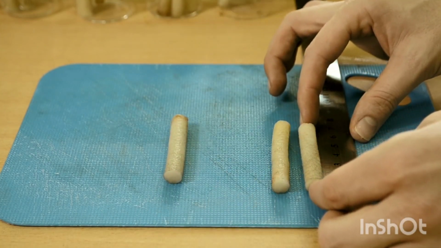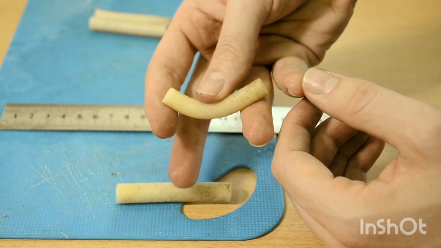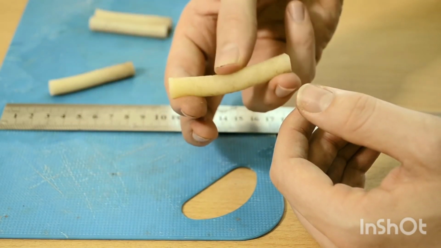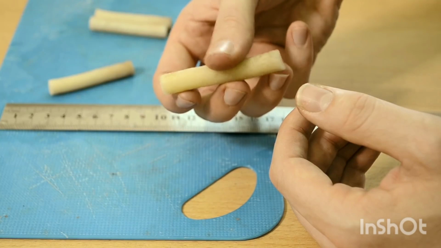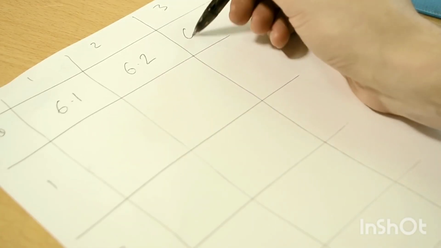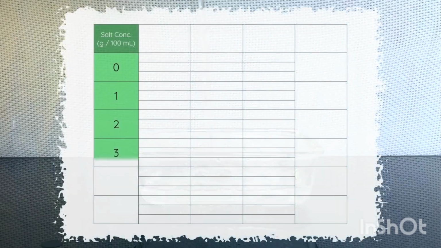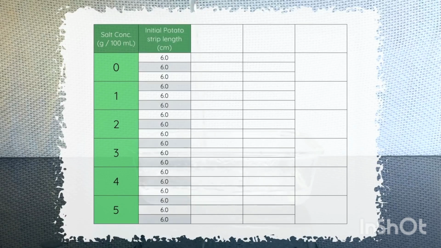As you're working through the potato strips, you'll probably notice that the ones immersed in the more concentrated solutions are more soft, while the ones immersed in lower concentrations are more turgid. Be sure to make a quick note of each value you measure as you're going along. To process the data, you need a table of results with all concentrations listed, as well as the starting lengths of the strips. These all started at 6.0 centimeters.